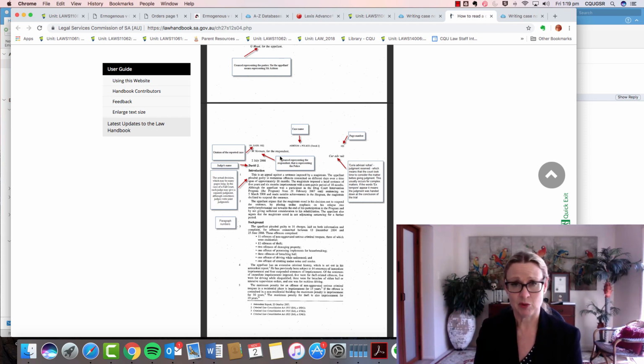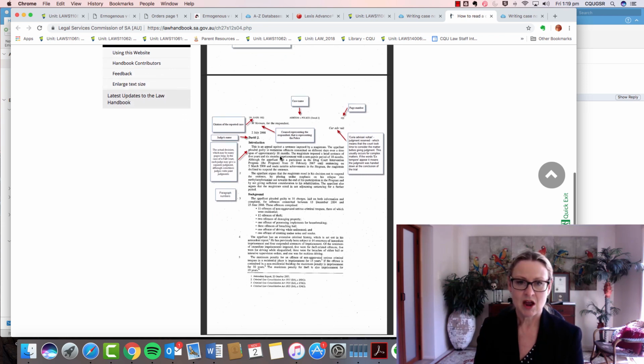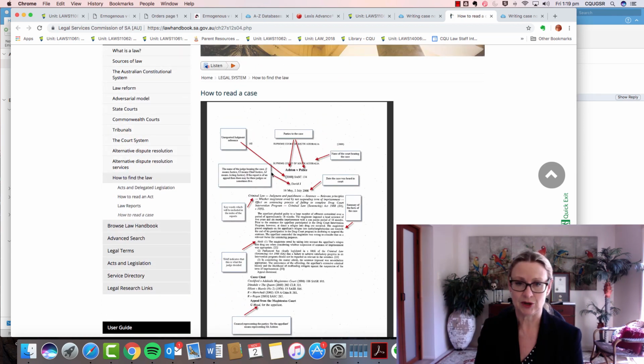Yes, barristers are very important, but you've got much more important things to be doing with your life than writing case notes that include barristers' names. So that's what I would say to you. A case note is intended to be something quite different to a head note.